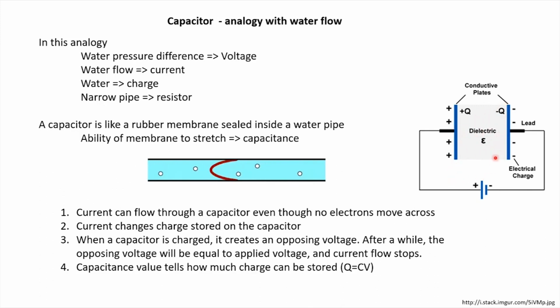So if you have a larger capacitance, then you will have more charge accumulated for the same amount of voltage, and if you have less capacitance, then you will have less amount of charge accumulated. Similarly here, if you have a very flexible stretchy membrane, then you will have more water accumulated for the same initial pressure difference, whereas if you have a tight membrane, then you will have lesser amount of water accumulated. So this ability to store water or ability to store charge is the capacitance of the corresponding element.